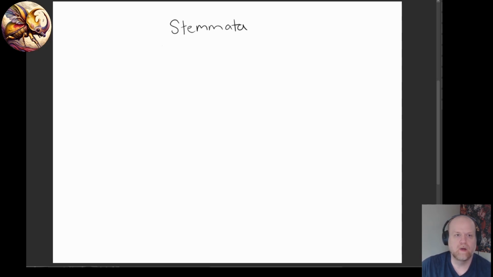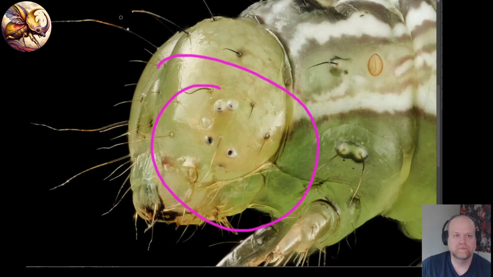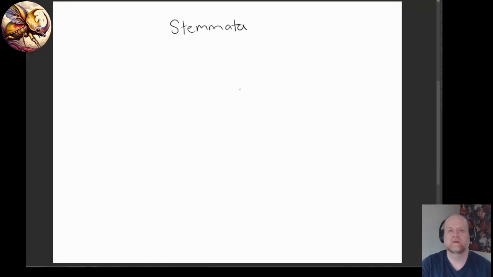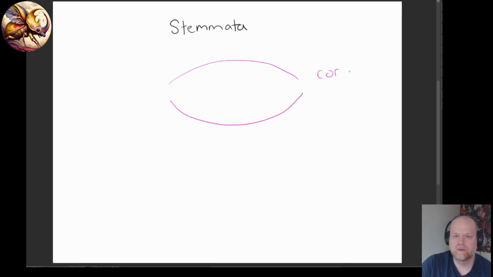So the stemmata again are these larval eyes. What does a larval eye look like in cross section, and what makes it different than an ocellus? On top you'll have a large corneal lens, the cornea, which light passes into. Below that, you have a secondary lens called the crystal lens, which again will help focus the light. Ocelli don't have this crystal lens.